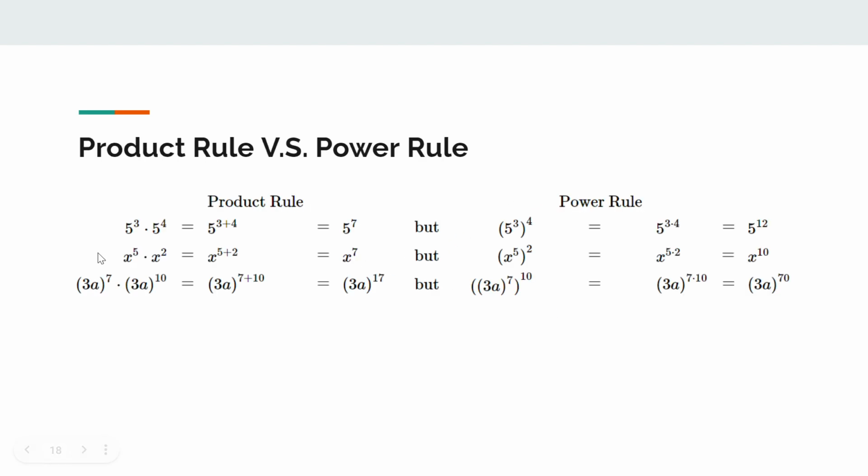Notice the difference between the product rule and the power rule. For the product rule, we add up the exponents, but for the power rule, we multiply the exponents.